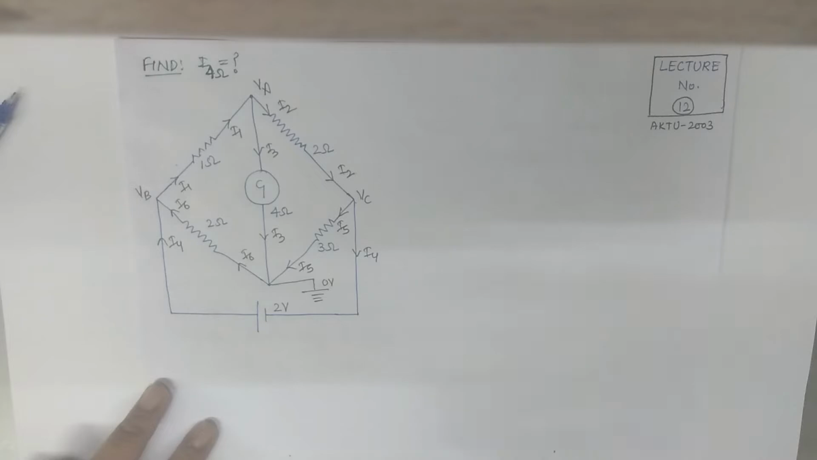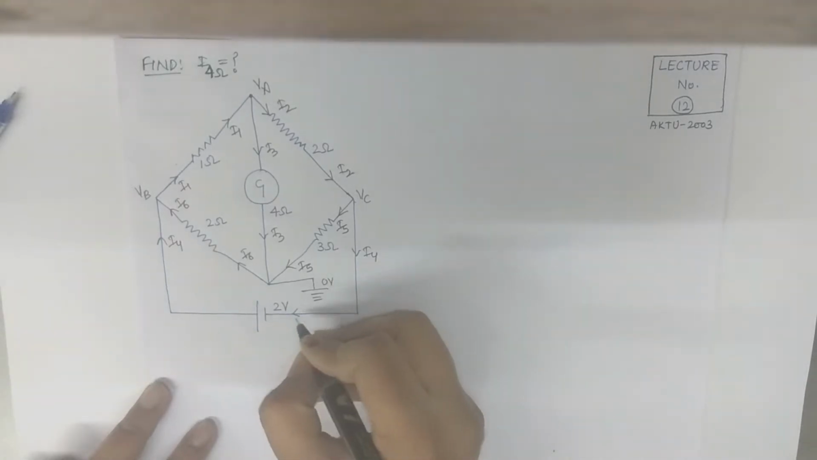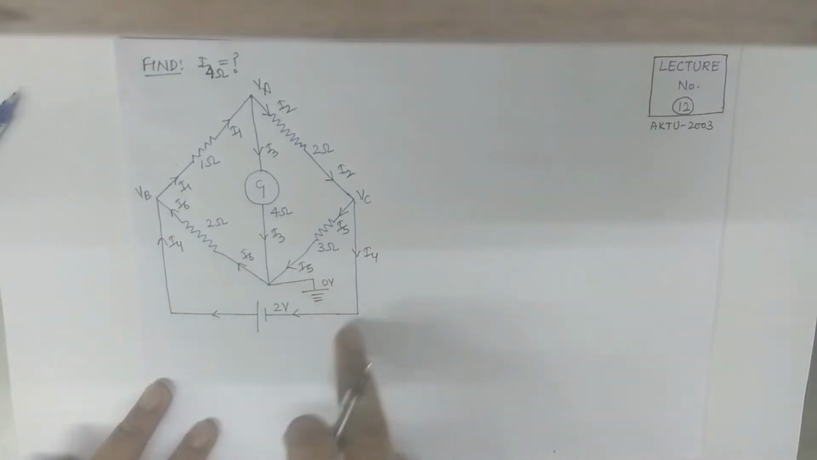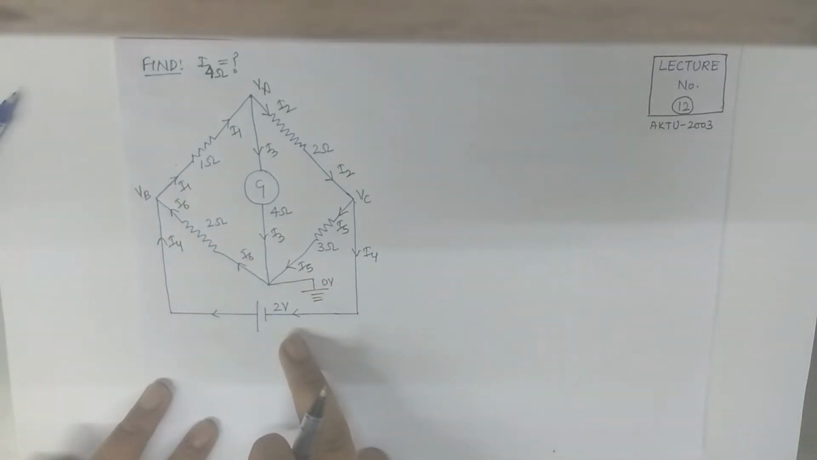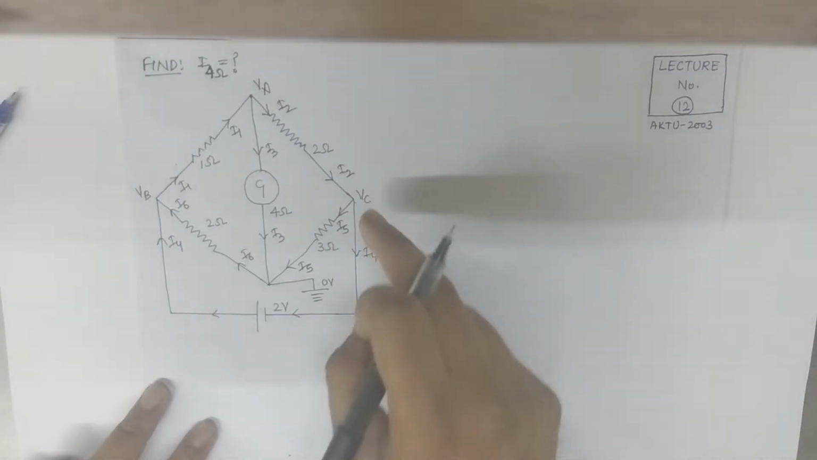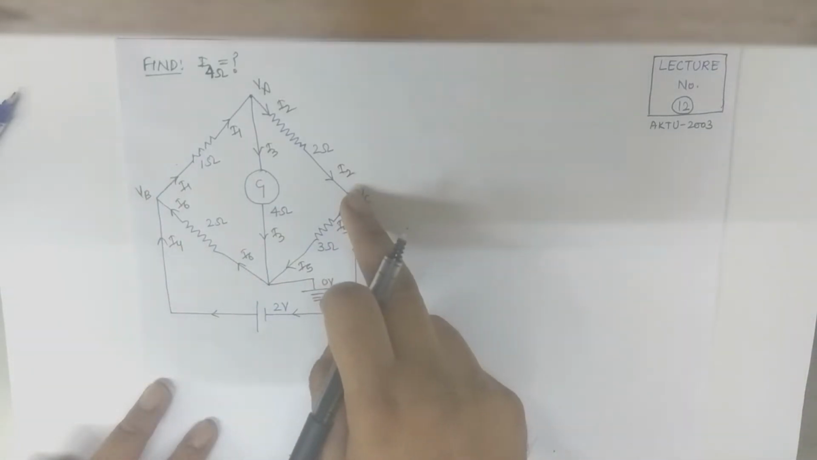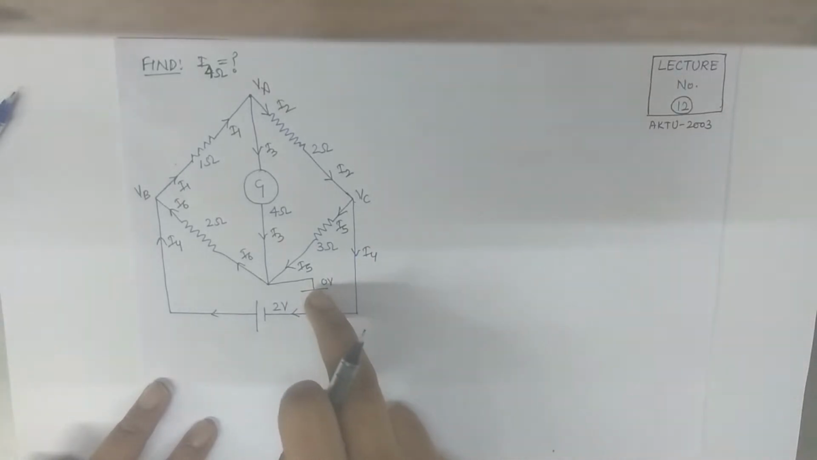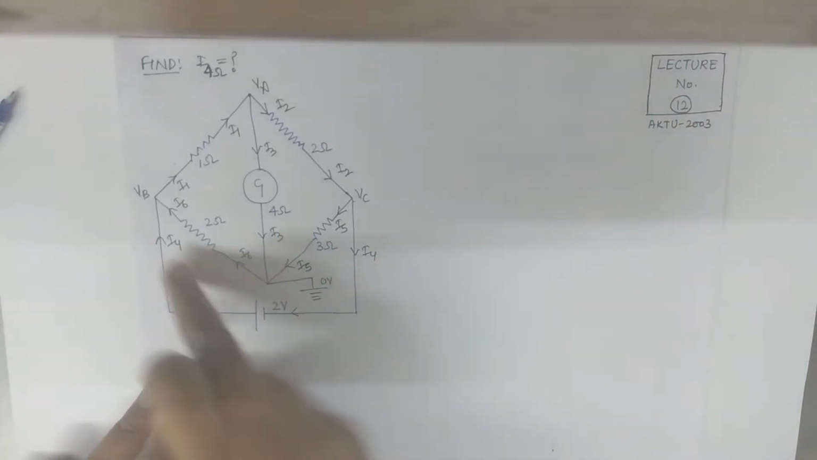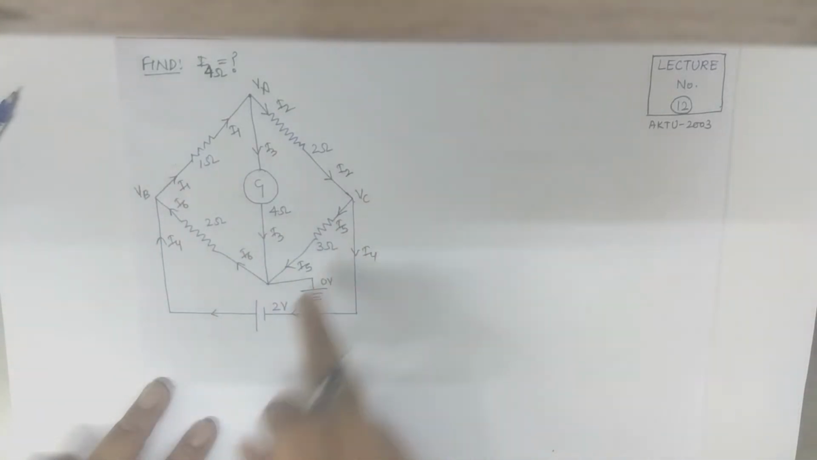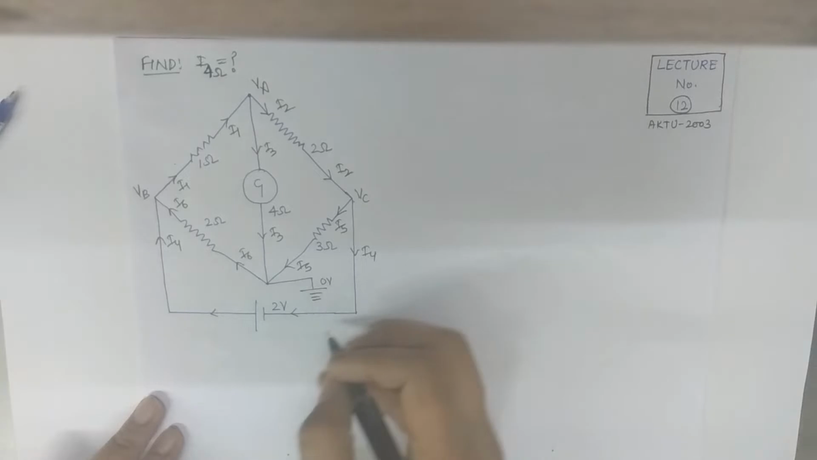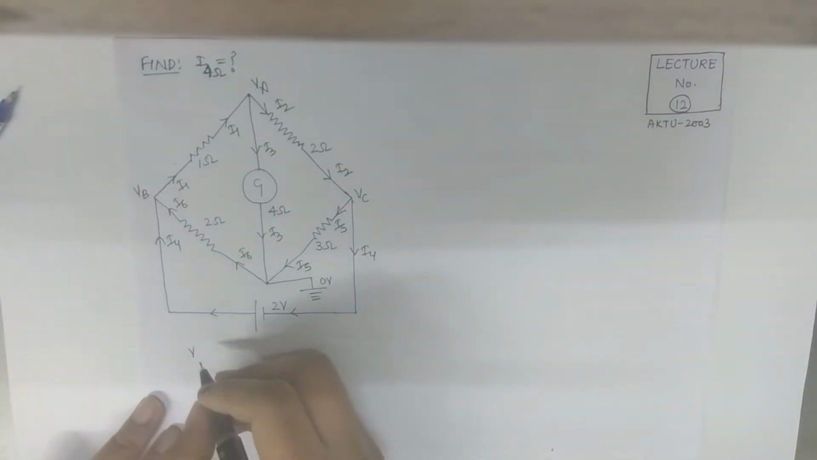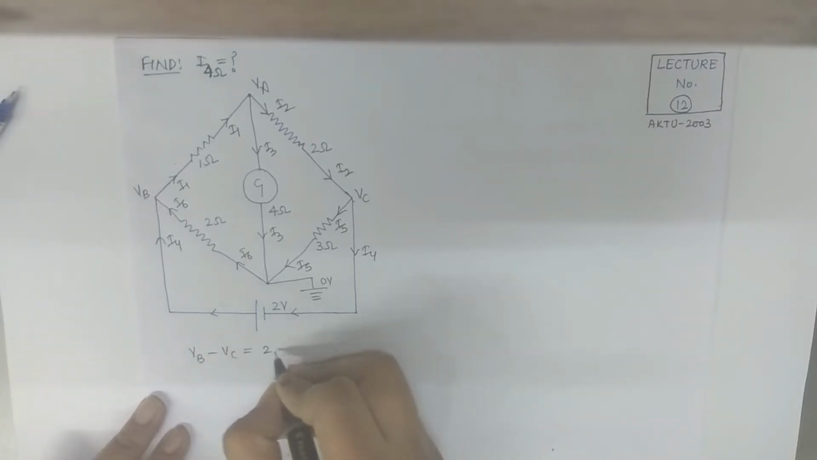After considering current in every branch, we look here. There is a branch in which there is no resistance, which means it is a supernode type 2, because we cannot consider any of these nodes as ground potential. So first of all, when we look at this, VB minus VC is equal to 2 volt from this I4 branch.